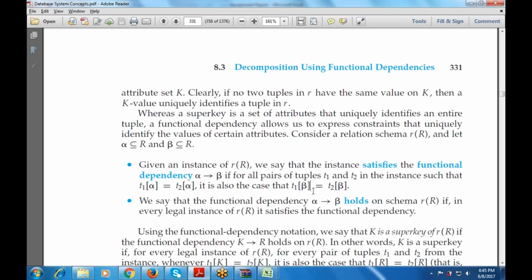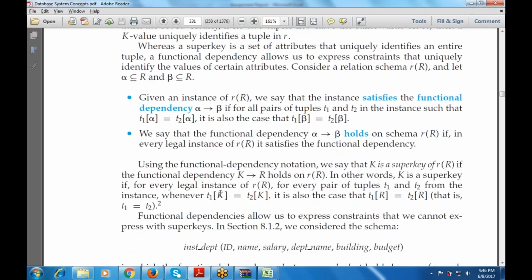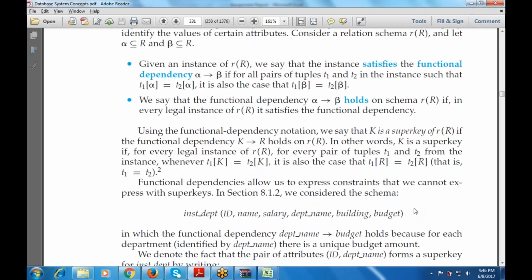And we say that the functional dependency alpha → beta holds on schema R if, in every legal instance of R, it satisfies the functional dependency. It means that K is a superkey of R if the functional dependency K → R holds on R. In other words, it is a superkey for every legal instance of R, and for every pair of tuples t1 and t2 from the instance, whenever t1[K] equals t2[K], it is also the case that t1[R] equals t2[R], that is, t1 equals t2.